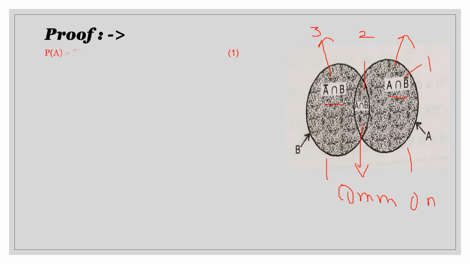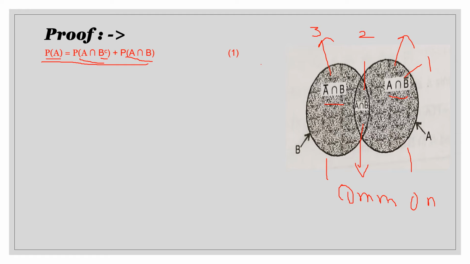Now, how can we write this? Look at parts one and two. If we club parts one and two, we get the probability of A, that is the whole set A. So P(A) is equal to the probability of part 1 plus the probability of part 2. Here B complement means B bar. In the picture it is written as B bar, but in writing we write B complement.